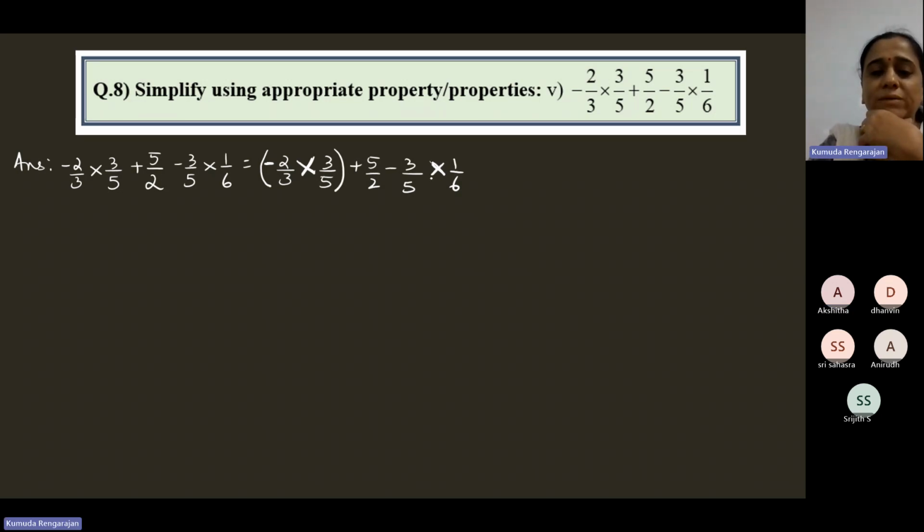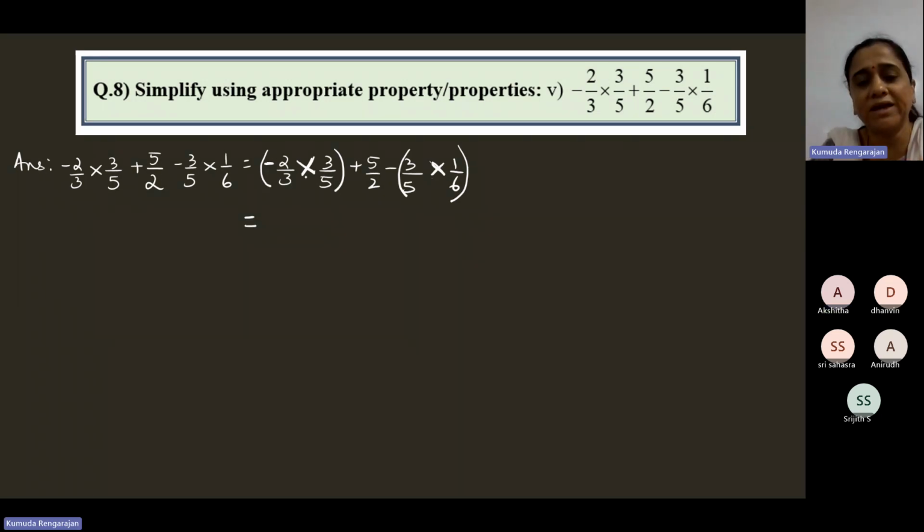Now, before this multiplication sign, there is 3 by 5. Open the bracket there. After the multiplication sign, there's 1 by 6. Close the bracket there. Got it? Okay. Next step.